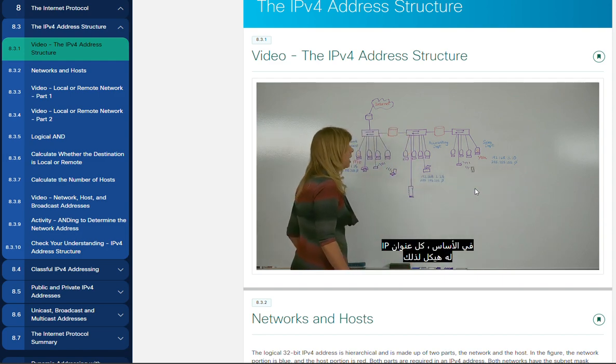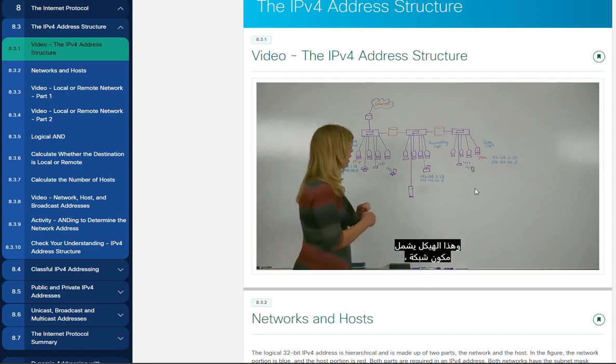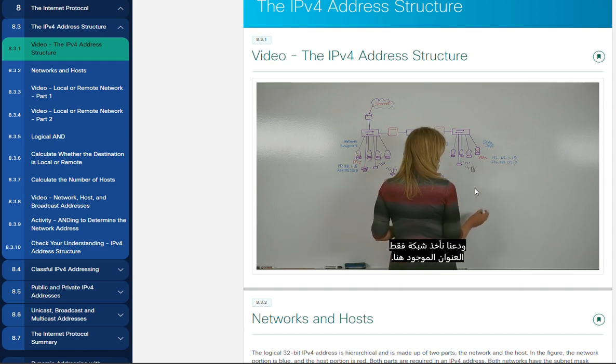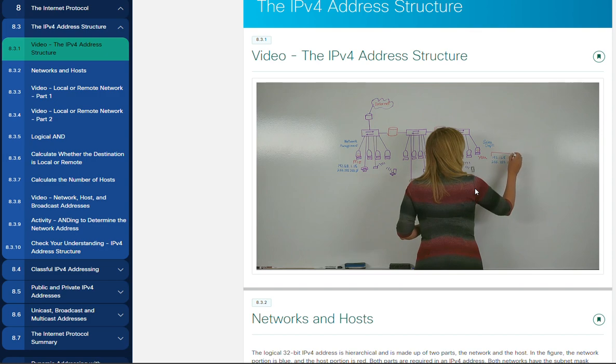Now, how do we know what part of the IP address differentiates between the networks? Basically, every IP address has a structure to it, and that structure includes a network component. Let's just take a network address that's up here. It has a network component, and it has a host component.